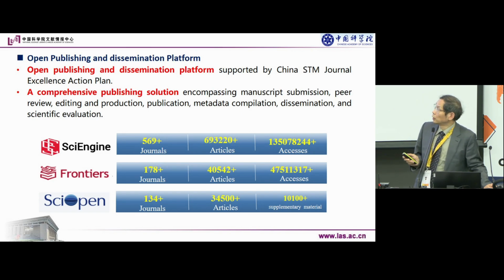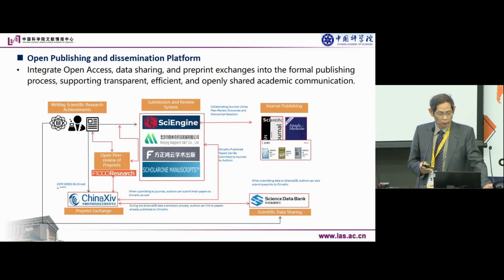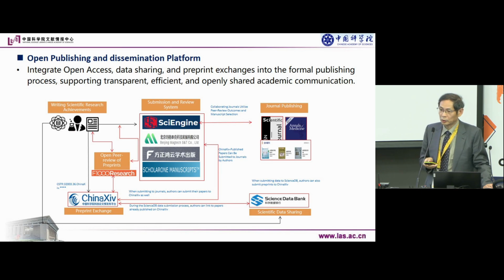Like Science Engine, operated by the publisher, and Science Open, operated by the university publishers, and Frontiers, operated by commercial publishers. In this, the open publishers have integrated open access, shared data, and preprints to fund the publishing process, and openly share the academic communications. And this connects all the platforms together.